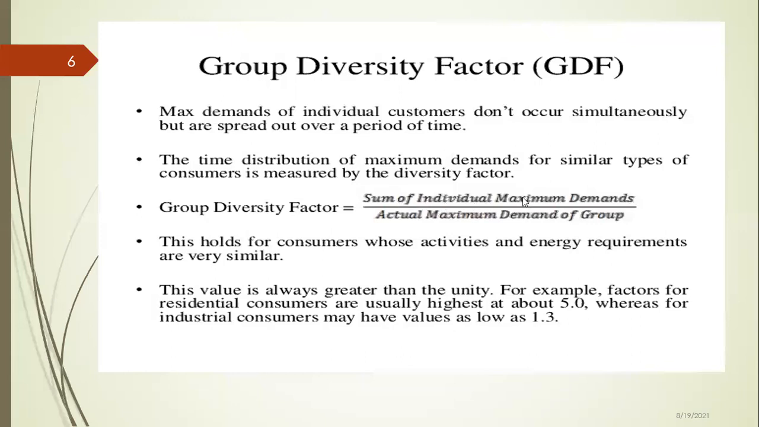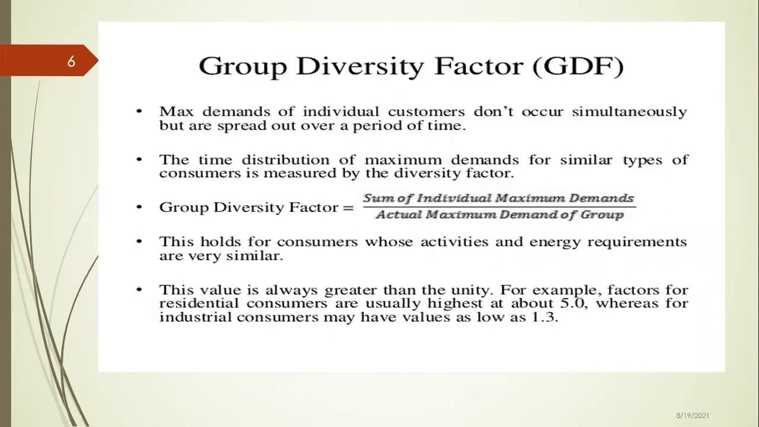of individual maximum demands. Okay, so the time distribution of maximum demands for similar types of consumers is measured by the diversity factor. This holds for consumers whose activities and energy requirements are very similar. That means we have to calculate the group diversity factor for similar types of customers. Like I am saying here for residential customers, but in that residential colony there must not be any industry. All will be similar types of houses.